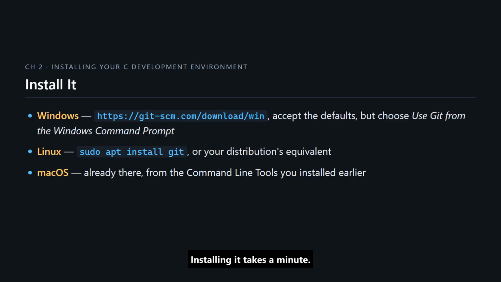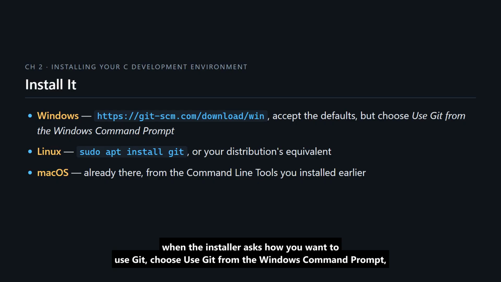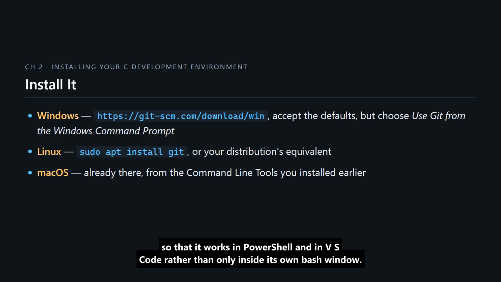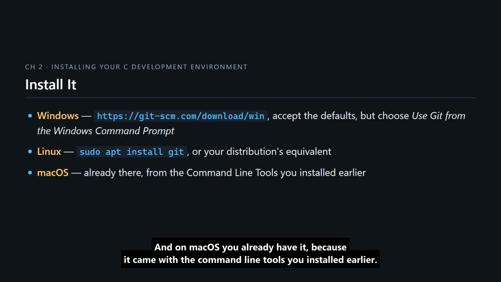Installing it takes a minute. On Windows, download it from git-scm.com/download/win and accept the defaults with one exception. When the installer asks how you want to use Git, choose Use Git from the Windows command prompt, so that it works in PowerShell and in VS Code rather than only inside its own bash window. On Linux, sudo apt install git or the equivalent for your distribution. And on Mac OS you already have it because it came with the command line tools you installed earlier.